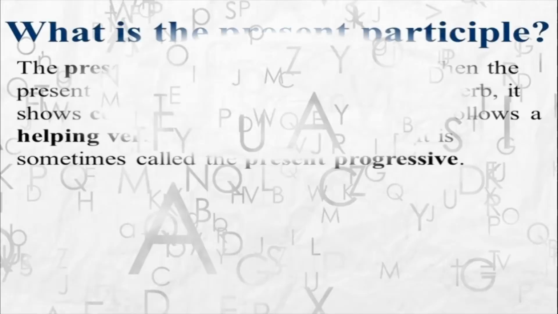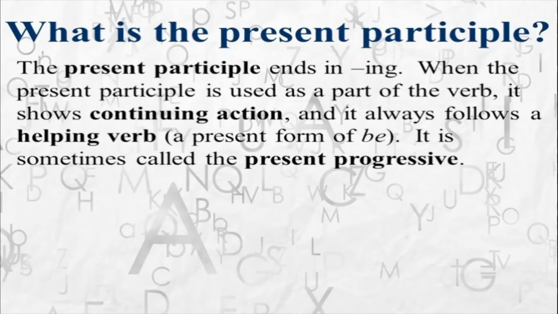Moving on to the next point, we have two more points to go, children. The meaning of present participle and the past participle. So the present participle means a verb which ends with an ing. Okay, and when the present participle is used, it shows continuing actions and it always follows a helping verb. It is also called present progressive.